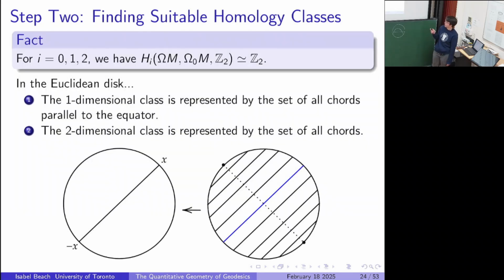The second thing we have to do is figure out what homology classes we want to use. This is more or less the same classes that you would use for the sphere. So the first one is going to be, it turns out there's two classes. The first class in the Euclidean disk is represented by the settable chords parallel to the equator. I guess I did not draw the equator, but it doesn't really matter which.